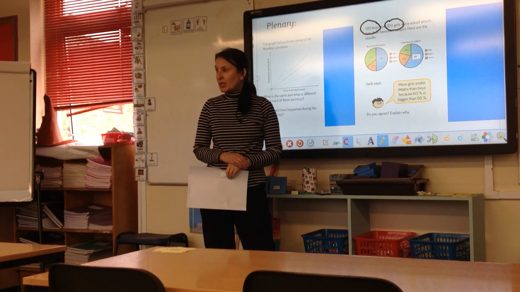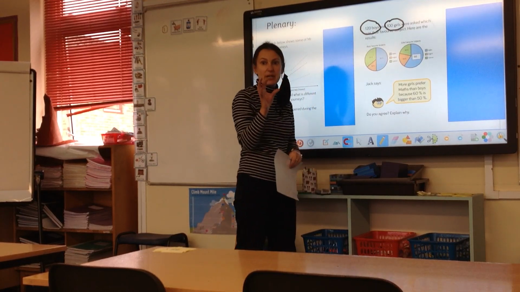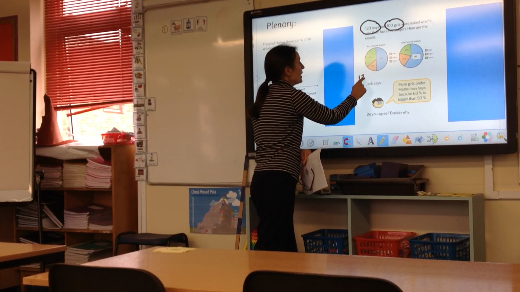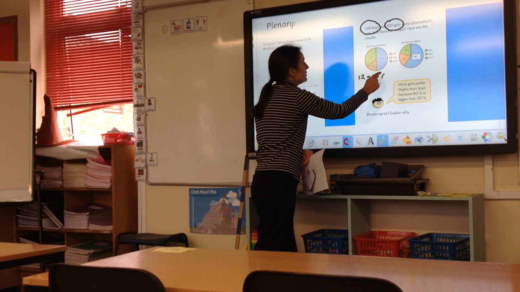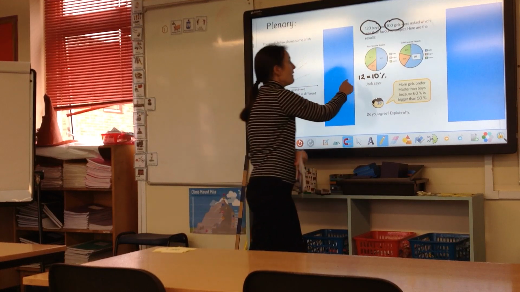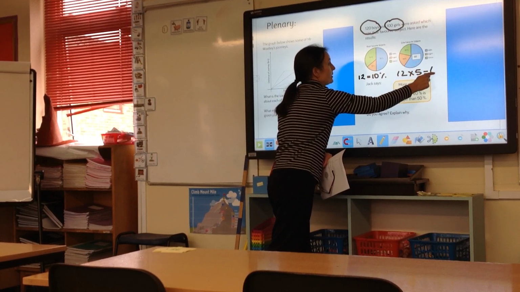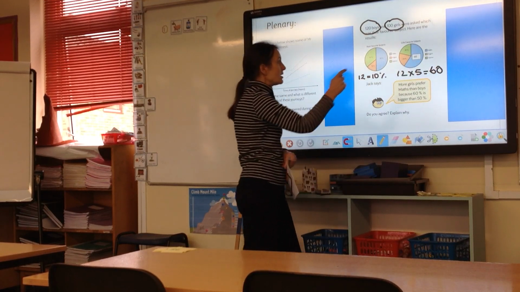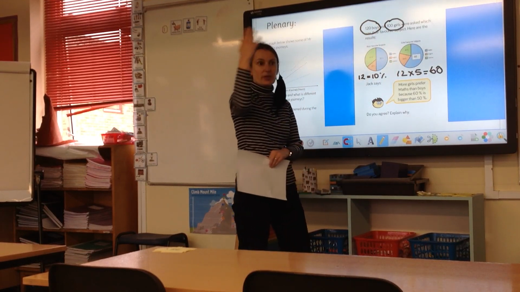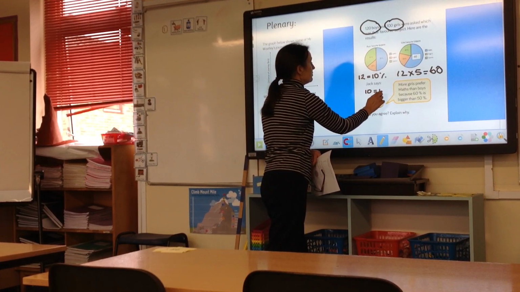You went at rocket speed. Can you just go through it again, how you went through your calculation? You found out 10% first. Remember, that was our key thing. So 10% of 120 would be 12. Then you got 5 more groups of it, so you did 12 times 5, which, if you know your 12 times table, is 60. Then you did the same with this one. You found 10% of 100, which was 10, and 6 more groups of that, which was 60.